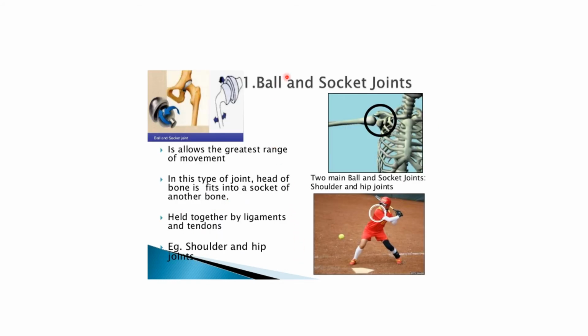So moving on to the first, which is ball and socket joint. It allows the greatest range of movement. In this type of joint, the head of the bone fits into the socket of another bone. These are held together by ligaments and tendons. For example, shoulder and hip joint. As you can see over here, the head fits into the cavity of the scapula, which is the glenoid cavity, and forms the shoulder joint.